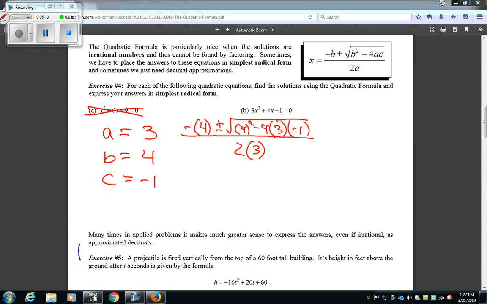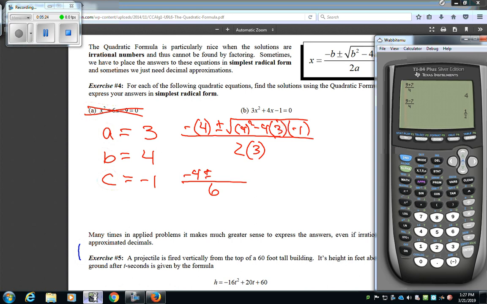So I'm going to go ahead and simplify the 3 parts. So I got negative 4. I have 6 in the bottom. I can't forget my plus minus. And then I'm going to go ahead to my calculator again and type in that part under the square root. So I got 4 squared minus 4, parentheses 3, parentheses negative 1. So in that case, I get the square root of 28.